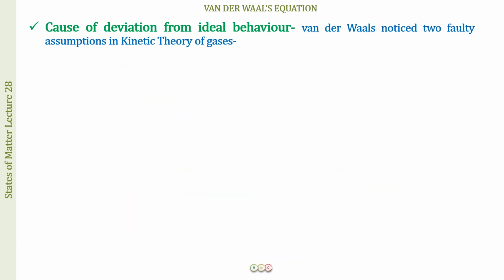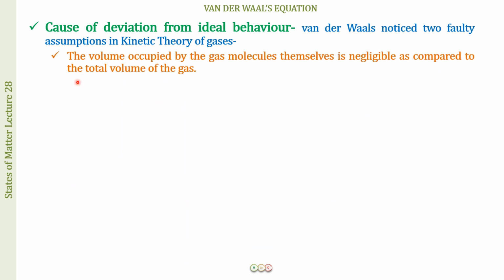So in the last lecture, we learned that there were two faulty assumptions in the kinetic theory of gases which lead to a deviation from the ideal behavior for the gases, and these two faulty assumptions were noticed by the scientist van der Waals. So which was the first assumption? The first assumption was that the volume occupied by the gas molecules themselves is negligible as compared to the total volume of the gas. Now what is the total volume of the gas? I hope you all remember that the volume that is available to the gas is the total volume of the gas. So whatever is the volume of the container containing that gas is the total volume of the gas.